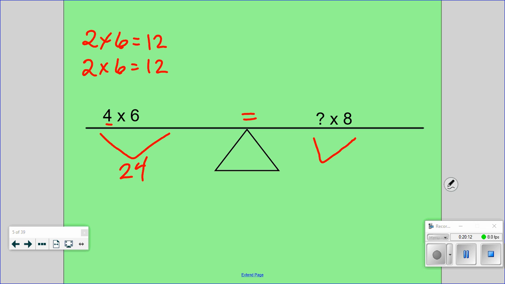So now I have something times 8 is equal to 24. How am I going to figure that out? Will, how am I going to figure that out? Use adding? Could I use adding? Yes. What did you get when you did that, Will?